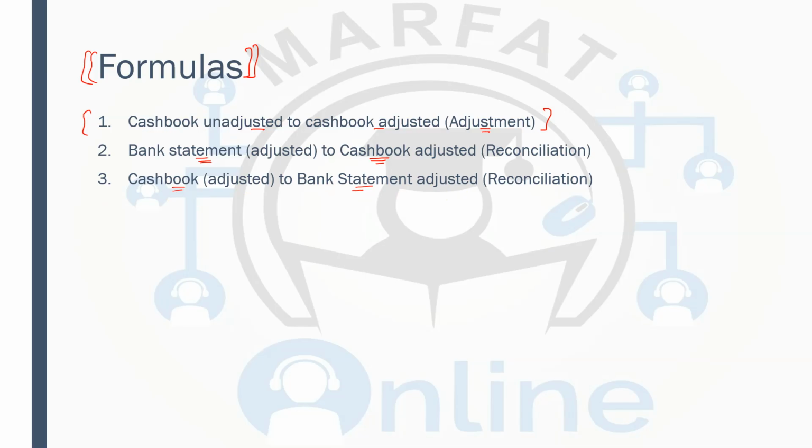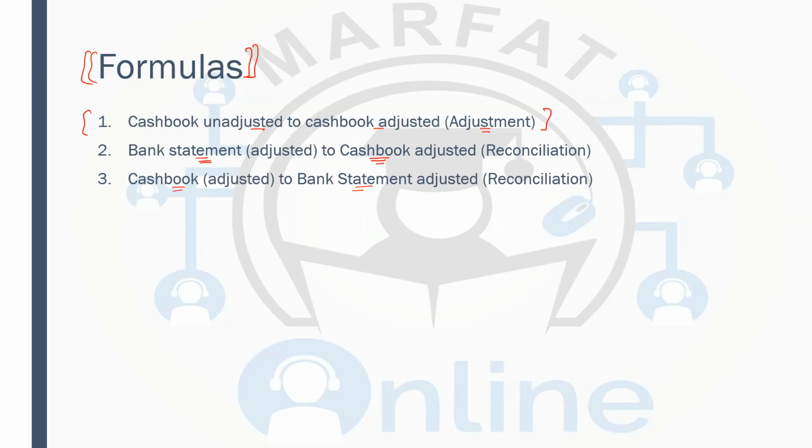Obviously in the exam they will not be asking you to put the formula number 1 or the formula number 2. This is our sequence of doing it. In the exam they will be asking you, for example, that you have the cash book unadjusted balance, calculate the cash book adjusted balance. They may ask you that you have the bank statement balance, calculate the cash book balance. Then you use the formula number 2.